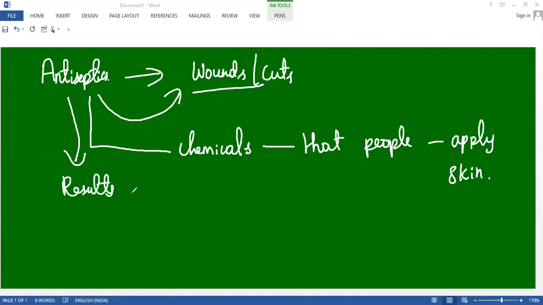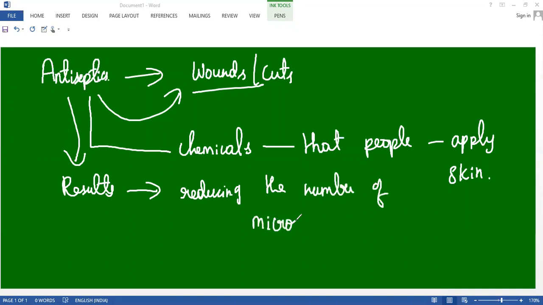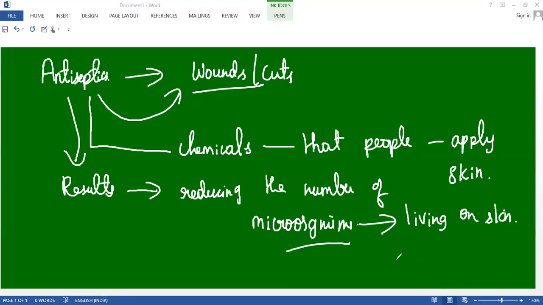That results in reducing the number of microorganisms. It will reduce the number of microorganisms that may be present or living on the skin, in the wounds, or in the mucous membrane.